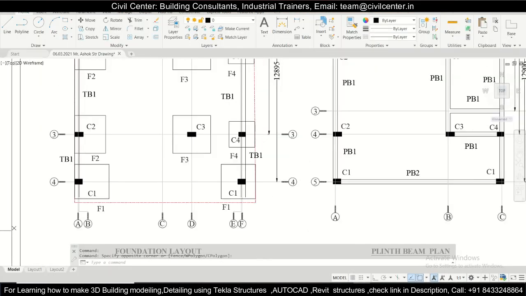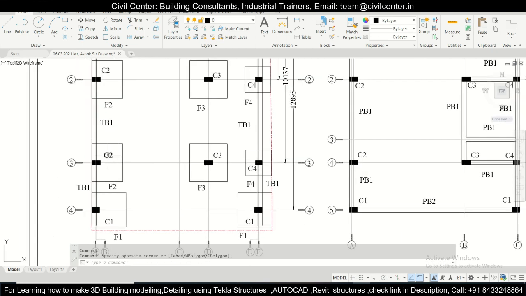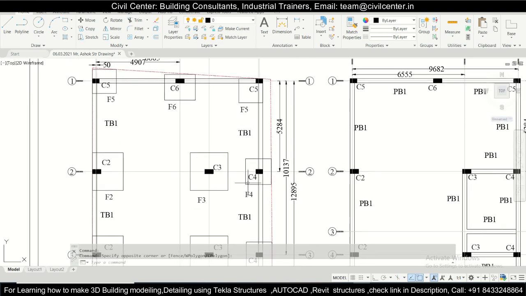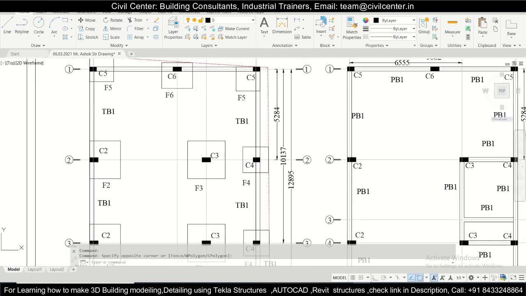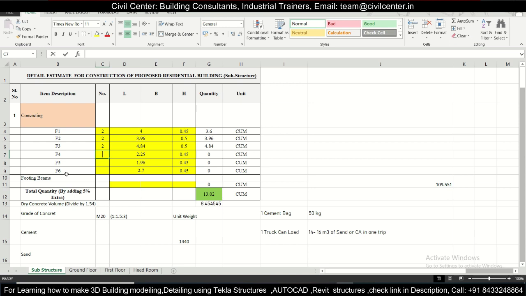F4, let's check how many F4 we'll have. 1 F4, and after that, this is another F4, 2 F4s. We don't have any more F4s here. So 2 F4s.